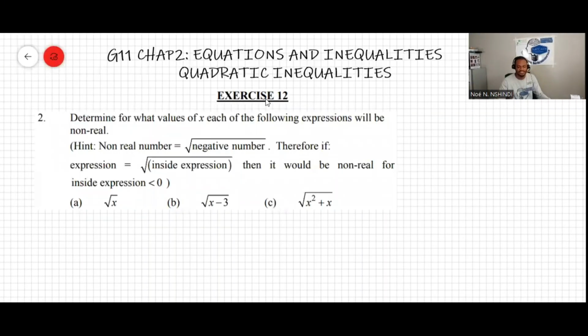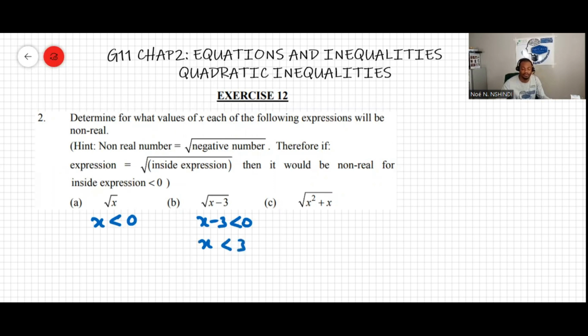The question says: determine for what values of x each of the following expressions will be non-real. Now, question A here, we have the square root of x. In this case, we know it's going to be non-real if x is less than 0. And over there, it's going to be non-real if x minus 3 is less than 0. Therefore, x must be less than positive 3.